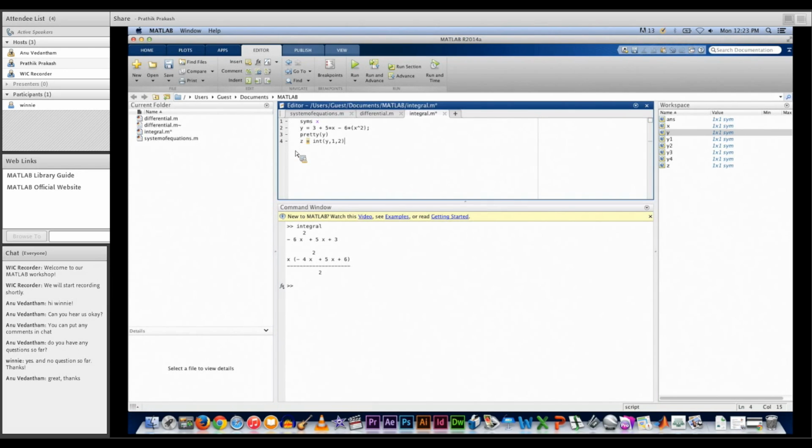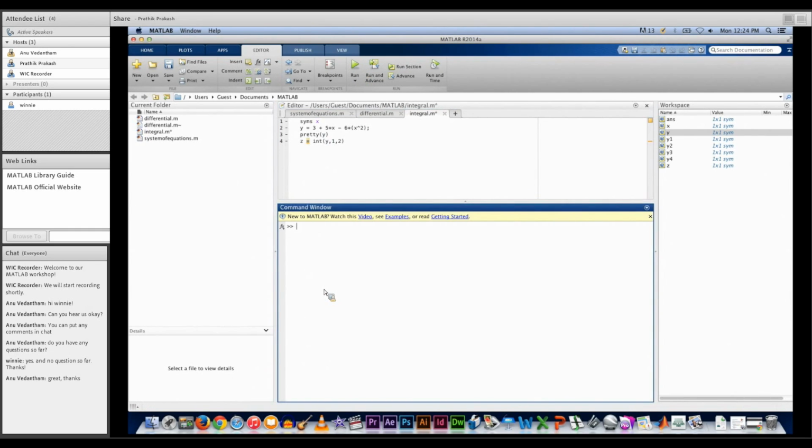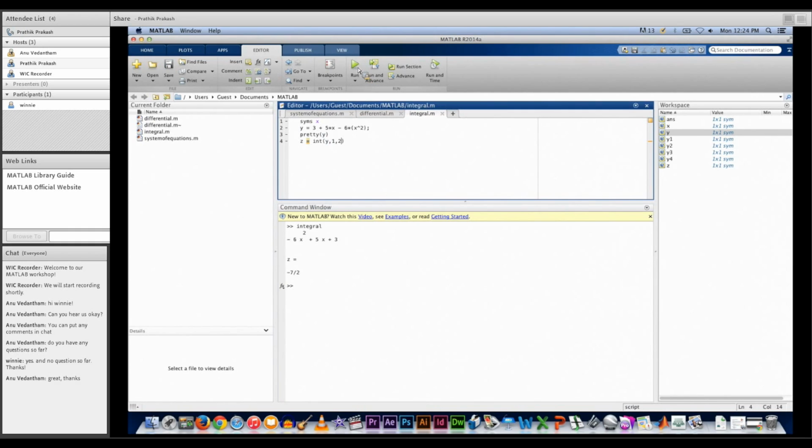To do that, again, as I said, you'll have to pass it in the form of arguments to the function int. So first you write your function, your starting limit, and then your ending limit. Once you click run, before that I'll just clear the command window. So this is the function, and when computed between 1 to 2, it gives you minus 7 by 2. So that is how you solve definite integrals.